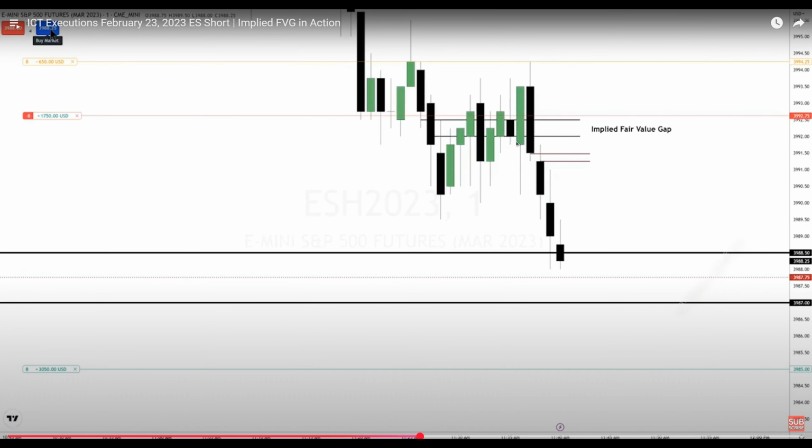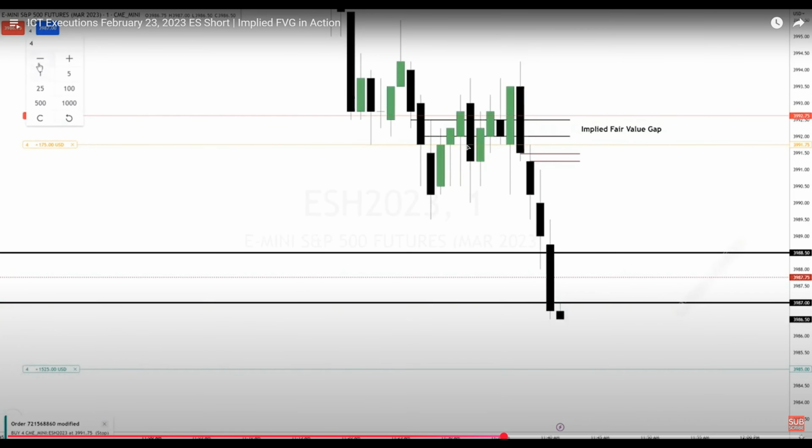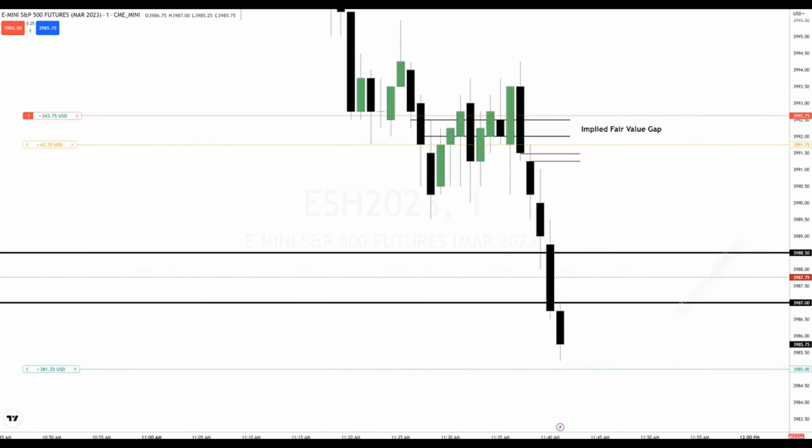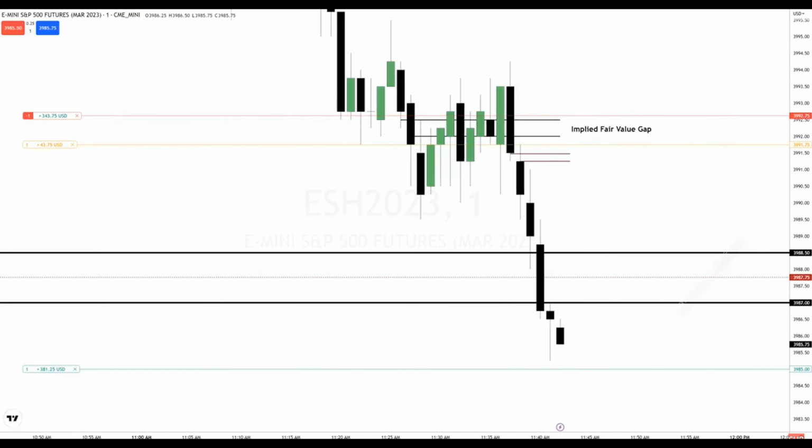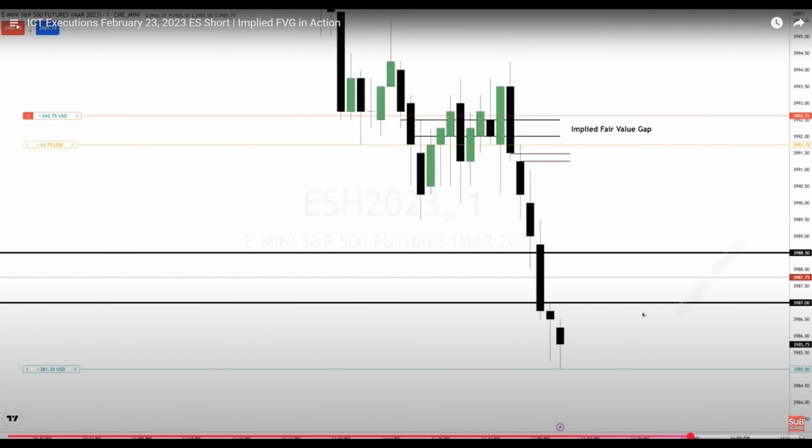But I think the key distinction here is that it's consolidating. So maybe he thought, okay, price is having a hard time breaking completely through the implied fair value gap, so I'm still going to stick with my idea of shorting. So maybe that's why he did it. But like I say, guys, it's very, very subjective, at least when it comes to trading his concepts. You know, he'll say one thing in one video and then say something else in another.